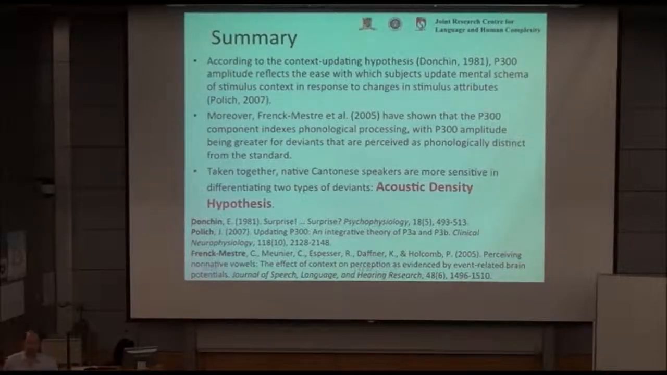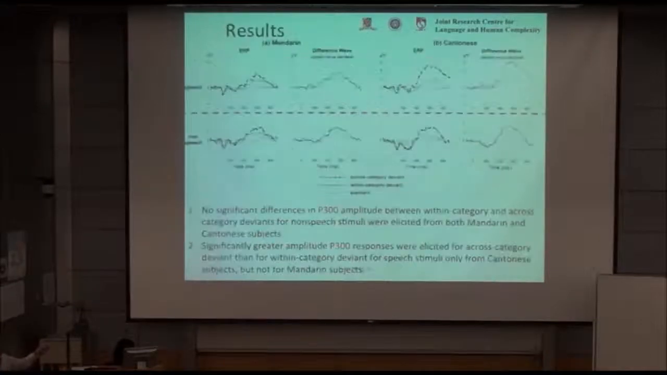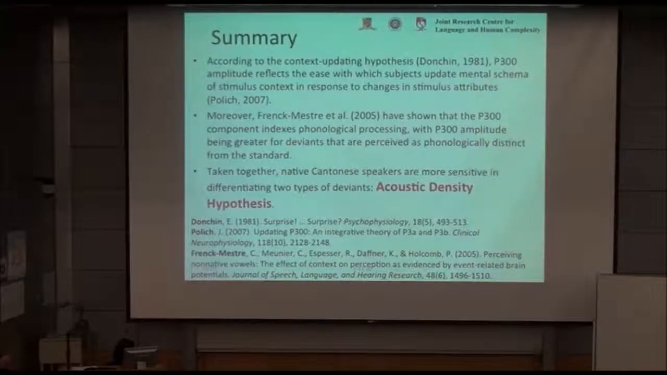And then why do these two groups of subjects differ from each other? Because only Cantonese subjects show this difference, Mandarin doesn't. So, taking this together, we think native Cantonese speakers are more sensitive in differentiating two types of difference. And this comes to our hypothesis, the acoustic density hypothesis. Of course, we just test this hypothesis based on Mandarin subjects versus Cantonese subjects. We need more tests to see whether it is true.